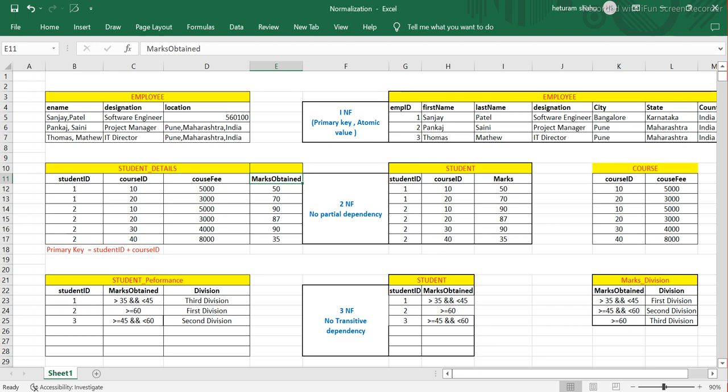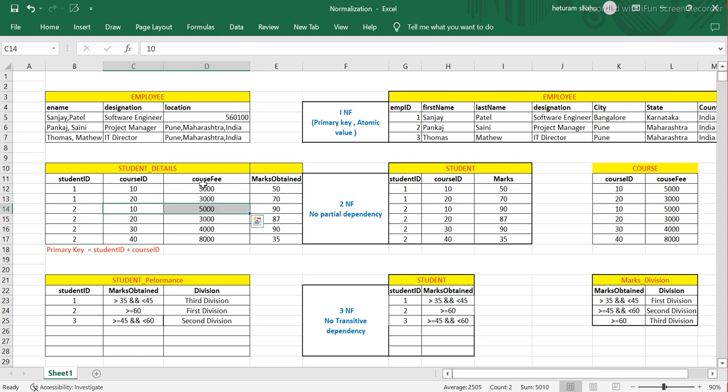So in this example, is course fee dependent on student ID? Do you think so? Course fee is the same for everybody. It is not dependent on student ID; it is rather dependent on course ID. Let's say course ID is 10 and the course fee is 5,000. This is going to be the same for every student. For student ID 2 also, the course fee is the same.